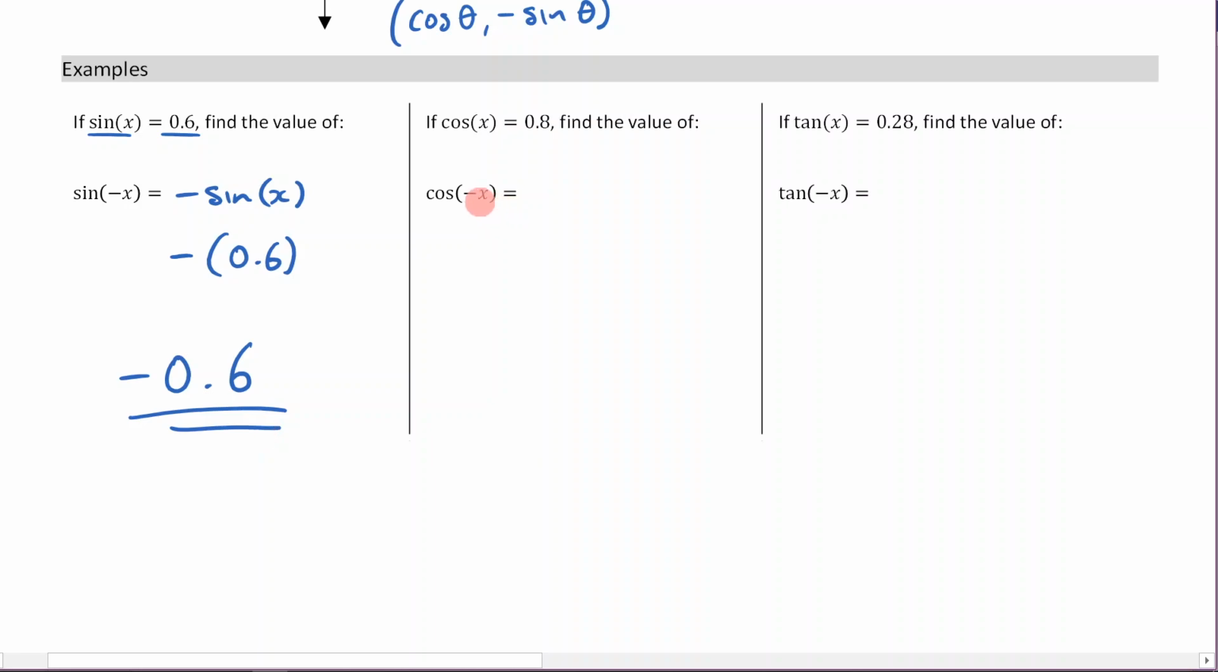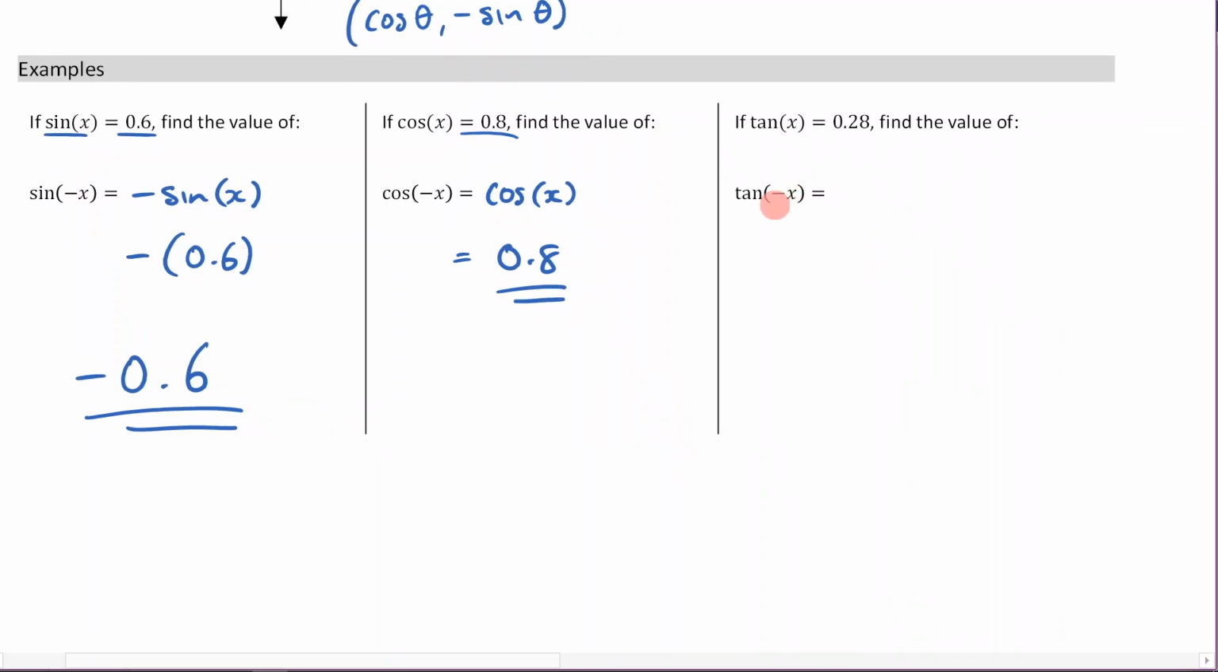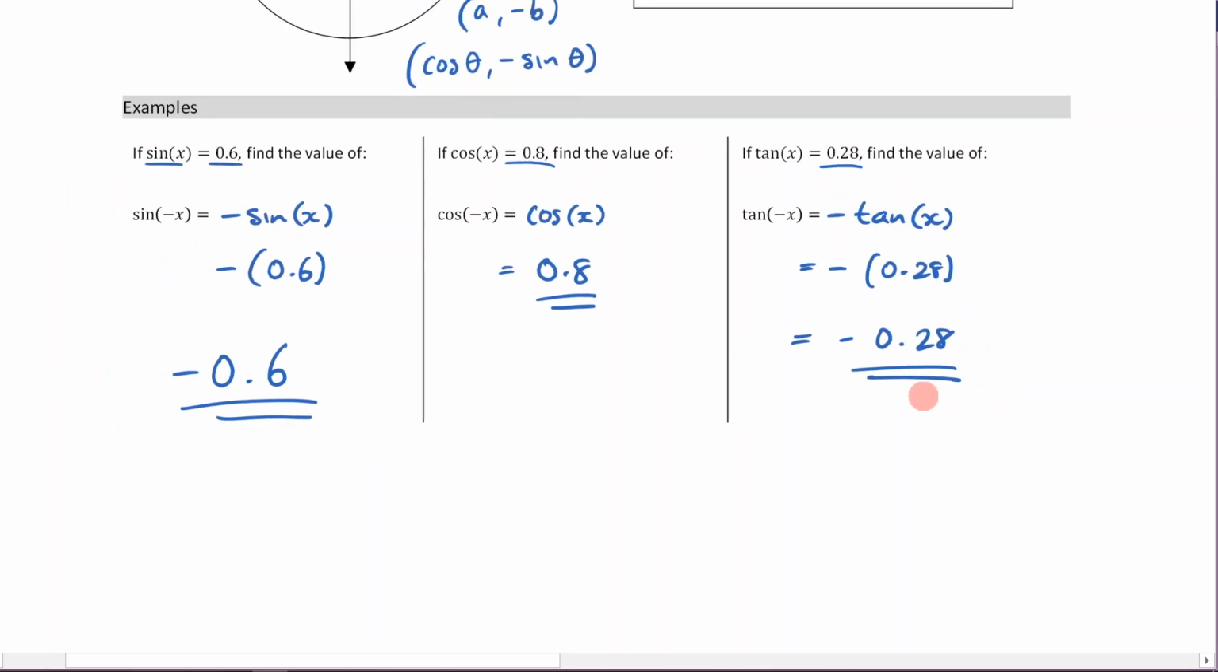We come over here. When I have a negative x and I am dealing with cos, I know it's just going to be cos of that. It's like the negative just disappears. And I know that cos of x is equal to 0.8. So my answer is going to be 0.8. Then finally here, I know that when I have tan of a negative, that means it's just going to bring the negative out to the front. I now put in what I know it to be. And it's going to be negative 0.28. And that's how I approach those questions.